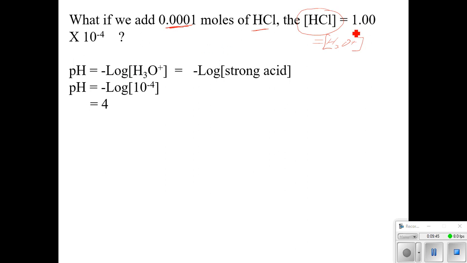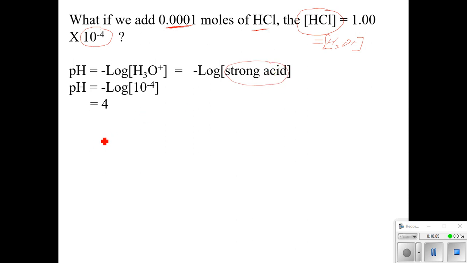Again, if this is a 1, you can plug it into your calculator, but it really is just the 10 to the negative 4 that we are concerned about. So this is the formula that is in your data booklet: negative log of the hydronium ion concentration. And if it is, again, a strong acid, you can just plug that number right in there.